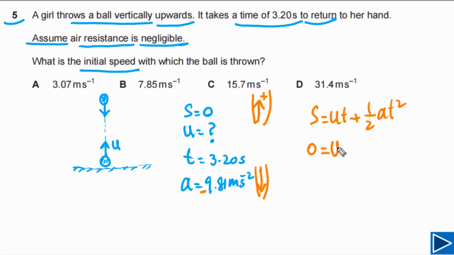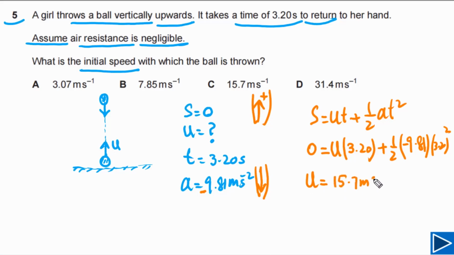We need to find out the initial speed, but the total time of flight is given, that is 3.20 seconds. So we can write down plus 1/2 a, in this case a is negative 9.81, and time is 3.20 seconds squared. Now if we solve this for u, our final answer will be 15.7 meters per second, and this is positive. It means initial velocity direction is upwards. So our answer for this question is C.